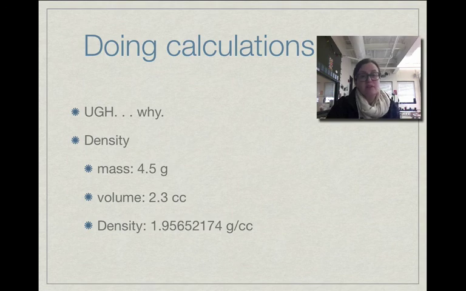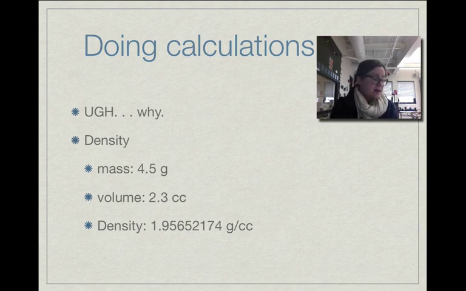Now if we take a look at a different kind of calculation, to calculate the density of an object, we have a mass of 4.5 and a volume of 2.3. When you put this into your calculator, it'll spit out the density as 1.95652174 grams per cubic centimeter.